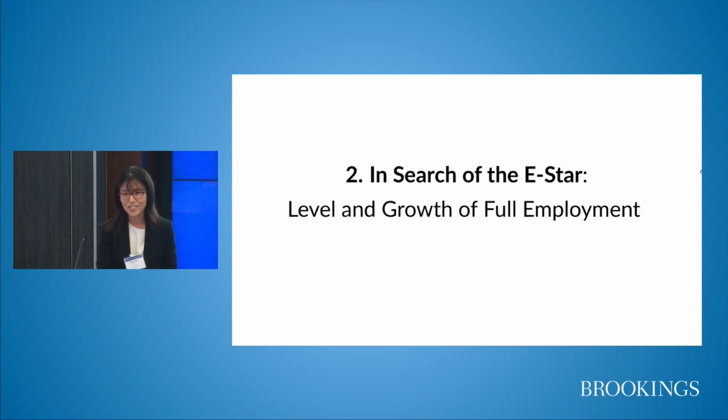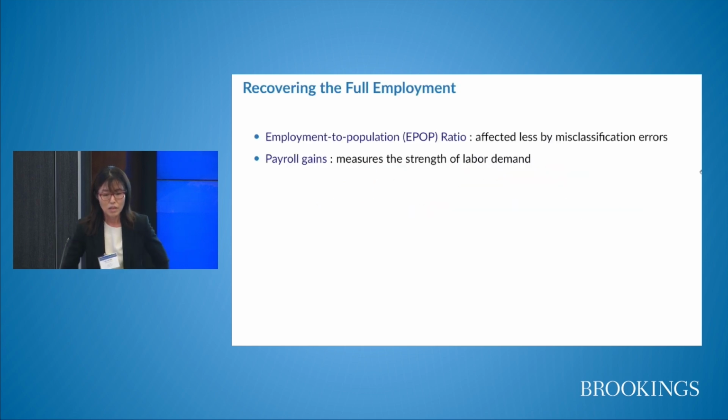Now let me move on to estimating the level and growth of full employment, the E-Star. If you are interested in full employment, why don't we directly estimate it, and see where we are in terms of full employment nowadays. Here, as a cyclical indicator, I'm going to focus on the employment-to-population ratio, which is one of the important cyclical labor market indicators. The merit of the employment-to-population ratio is that the measure is affected less by misclassification errors, relative to the unemployment rate and the participation rate. Also, pay attention to payroll gains, so we need some cyclical benchmark for it as well.